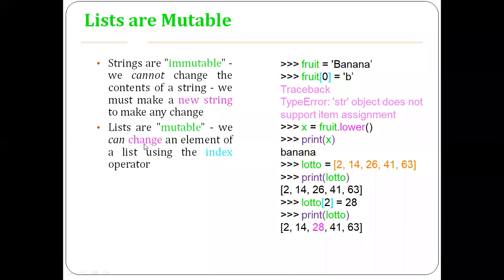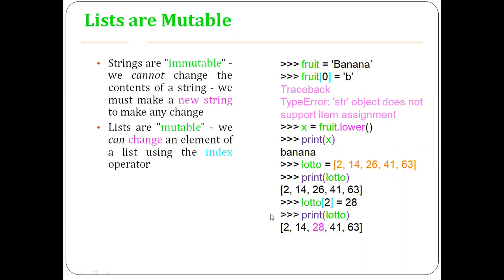With respect to lists, they are mutable. That is, we can change an element of a list using the index operator. You can change the contents, or the value of a list, just by specifying the index values. Look at one example of a list here. We have something called lotto, which has 2, 14, 26, 41, 63. So if you print lotto, it prints 2, 14, 26, 41, and 63.